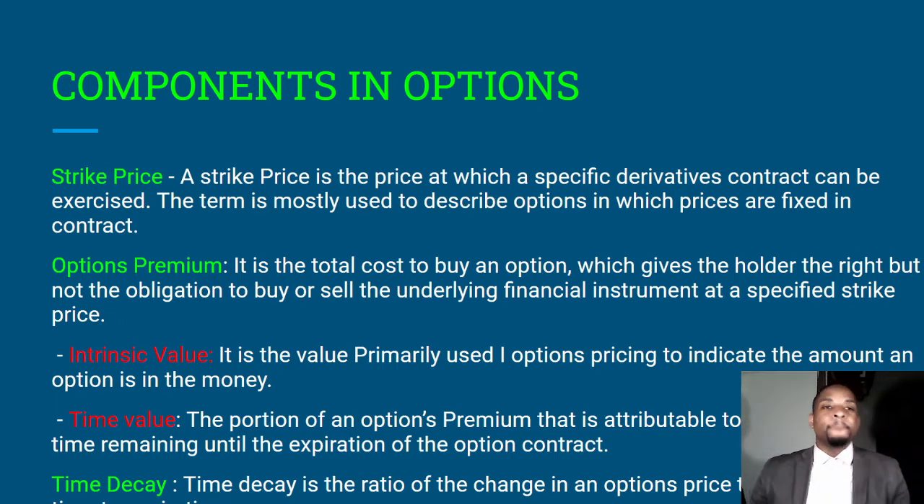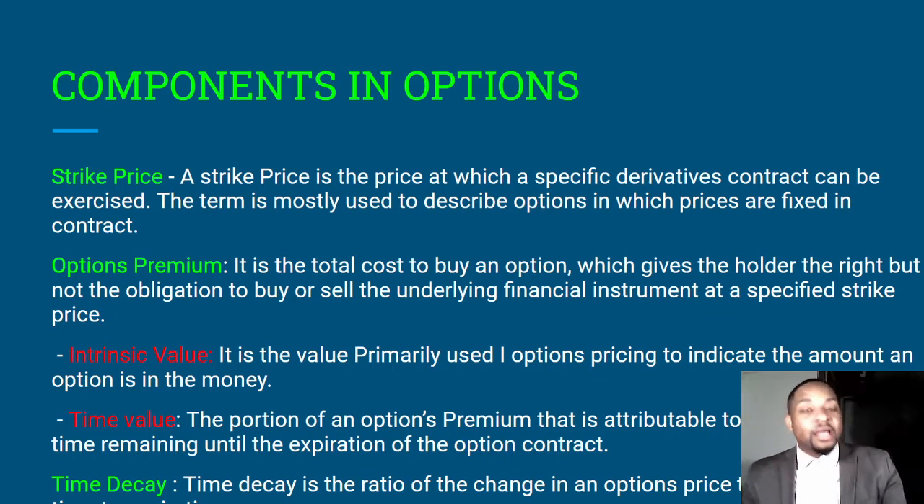All right. Now, what is intrinsic value? Intrinsic value is primarily used in option pricing to indicate the amount the option is in the money. All right. So your premium, guys, is made up of two parts. How do they get that premium price? It's made of intrinsic value and extrinsic value. Intrinsic value, as I just stated, indicates the amount the option is in the money. So the more the option is in the money, guys, the more intrinsic value it has.